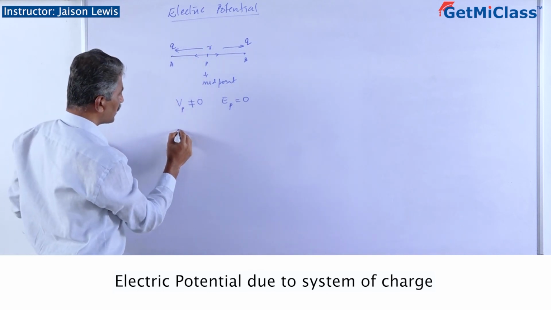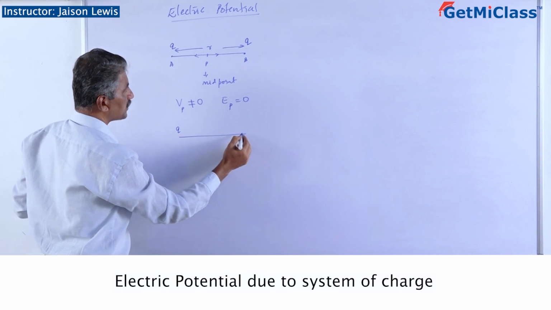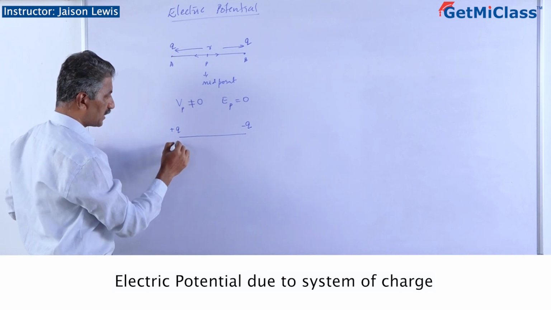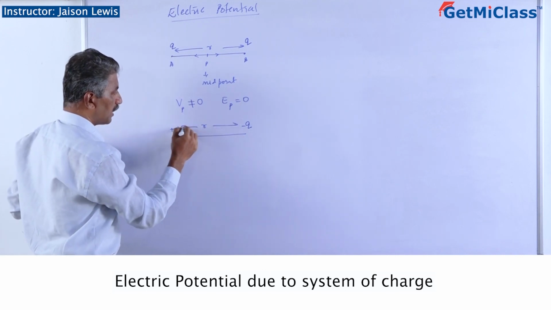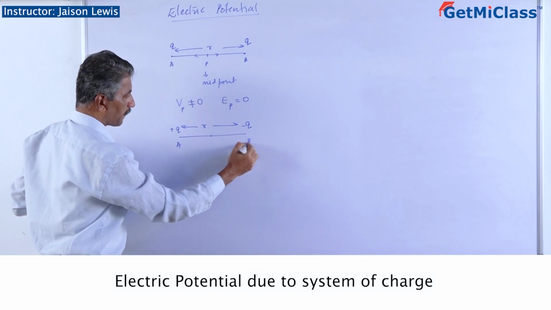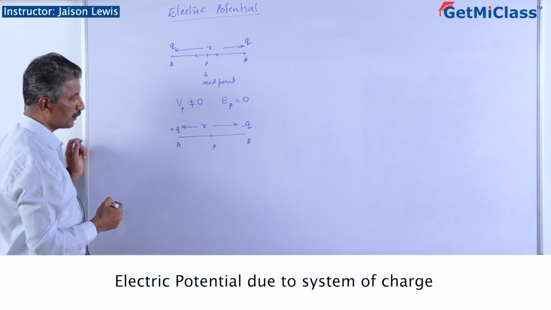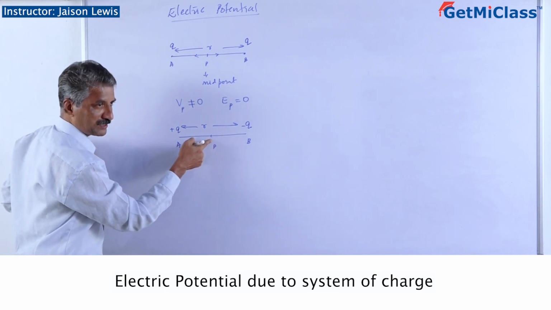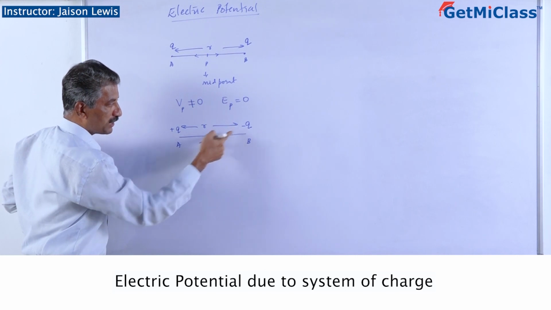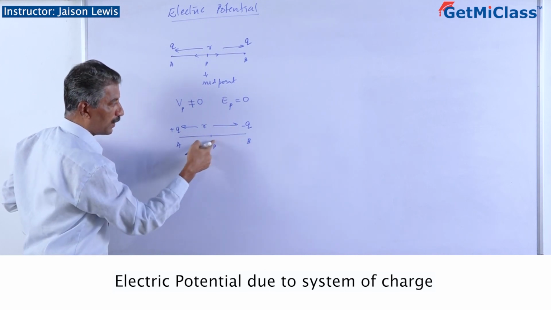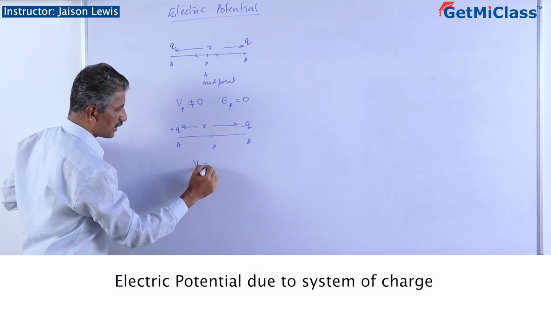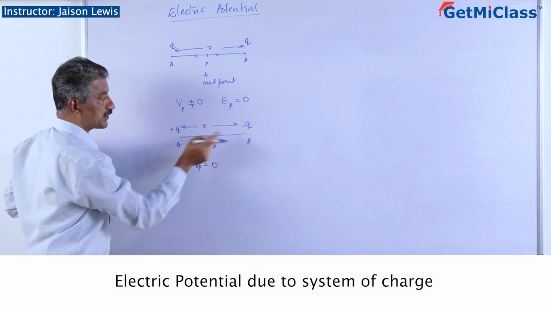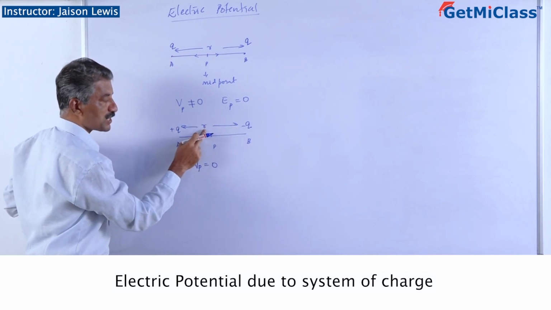Instead of that, if the same charges, magnitudes are the same, but one is positive, one is negative. Say the distance is R, once again the same distance, and we'll consider point P, the midpoint. The potential due to the charge at A, that's a positive charge, is positive at point P. The charge at B is negative, therefore the potential is negative. Both are equal, therefore the net potential at point P is equal to 0 because of two unlike charges which are equal, separated by some distance R.